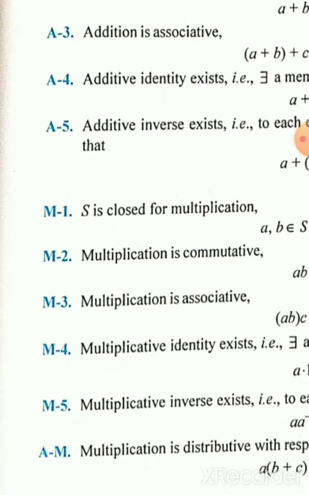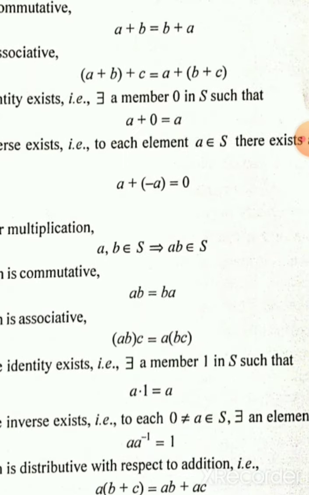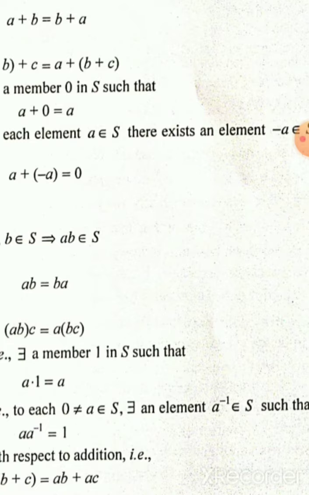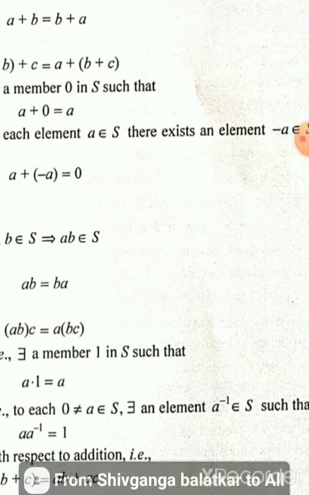Now next property, that is property number 9, multiplicative inverse exists. As in property number 5, additive inverse is there, so here multiplicative inverse for every element. That is, if you choose any a not equal to 0 belongs to S, then there exists another element other than 0 such that a into a inverse equals 1.